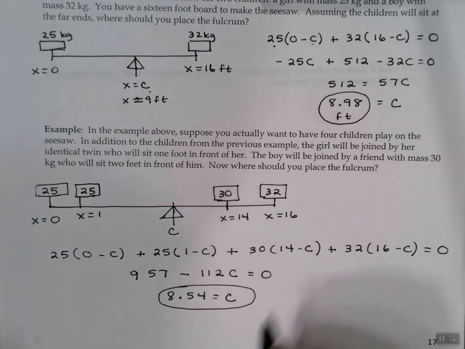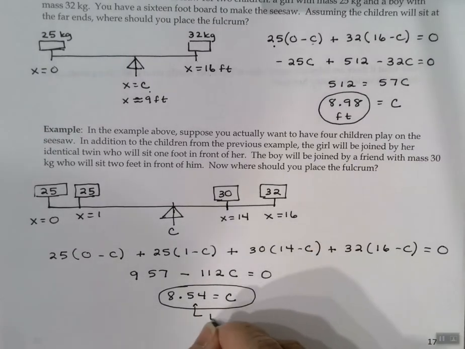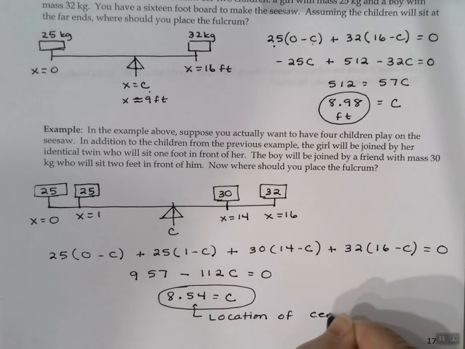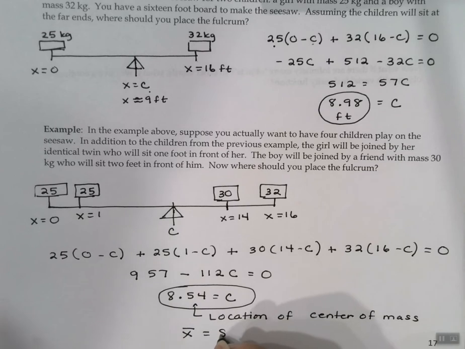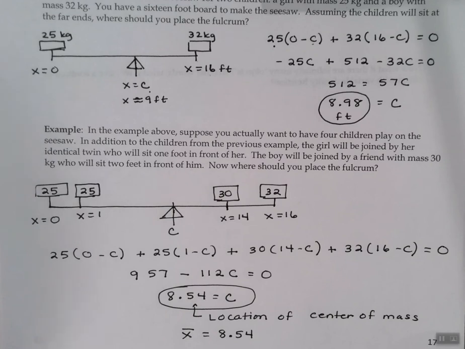Right. That then, in these two cases, is actually the location of what we call the center of mass. And because of that, we sometimes write it using the notation x bar equals 8.54. It's the one place that you can support the system so that it will be in perfect balance. All right, I'd like to generalize this idea now to having infinitely many weights, perhaps even thinking about them as just the little tiny pieces of the board itself.